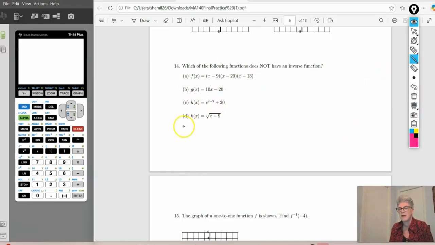So you could put these into your calculator and you would be able to see that these are all one-to-one. That's a line. And so that's like the previous question. This is going to have a shape like that. Okay. And so that will pass the horizontal line test, but that first one does not. But you just have to be careful about the window you're looking in. If you do a Zoom 6, it will look like it's one-to-one, but it's not. So the answer to that, 14, is A.